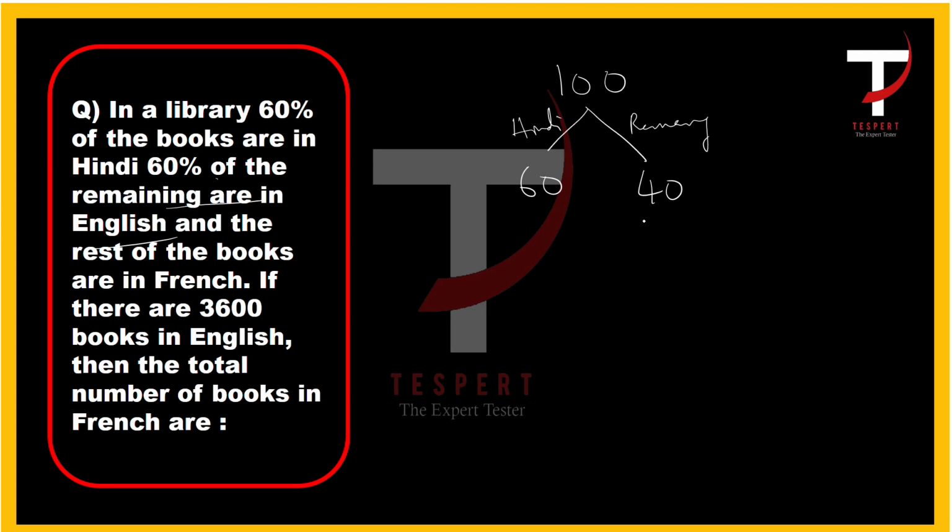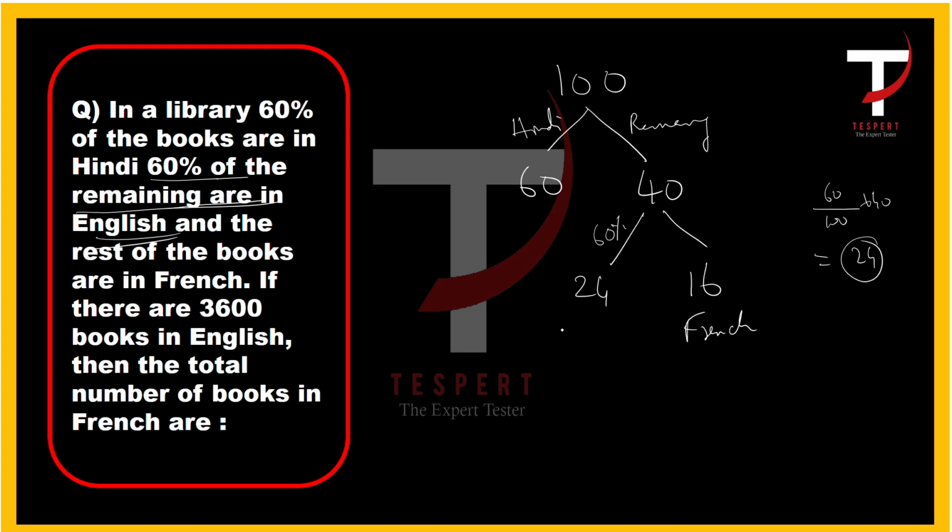So out of this 40%, 60% of the remaining are English. So 60% of 40% is how much? 60 by 100 into 40, 60% of 40 is 24, right? So 24 books are English, and 24% of books are English. And what is the remaining percent? 40 minus 24, which is 16. 16 are French. 24% are English, right?